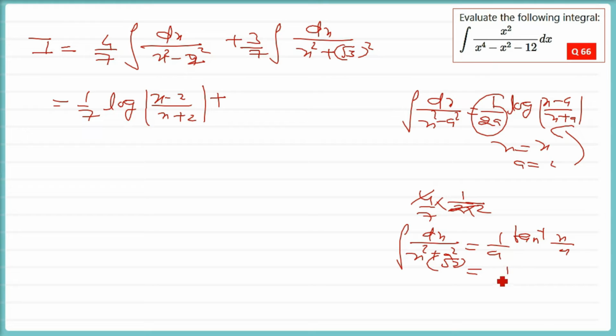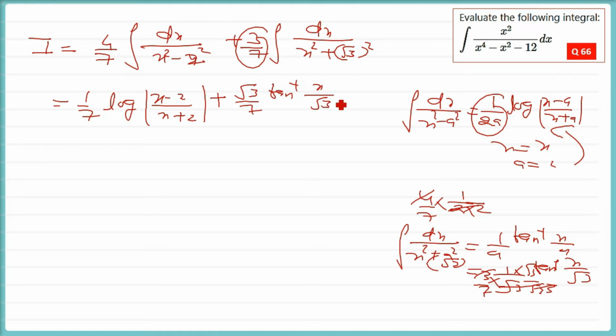You take a as root 3. So 1 by root 3 tan inverse x by root 3. Now 3 by 7 is also multiplying it. So just multiply this 3 by 7 into 1 by root 3. You can multiply numerator and denominator by root 3, which will give you 3. The numerator will get cancelled. So root 3 by 7 will come, and tan inverse x by root 3 plus a constant of integration. This is your final integration.